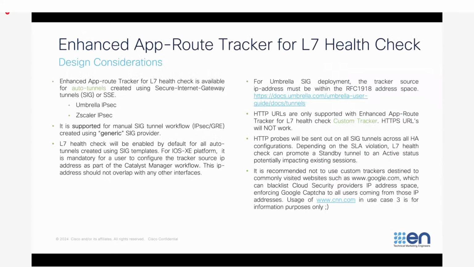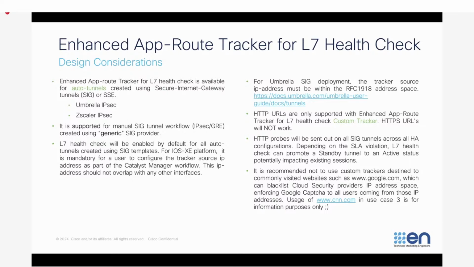So some of the design considerations: an enhanced app route tracker for layer 7 health check is available for auto tunnels using secure internet gateway or secure services edge or Cisco Secure Access tunnels. And it is also supported for manual SIG tunnel workflow using the generic SIG provider.